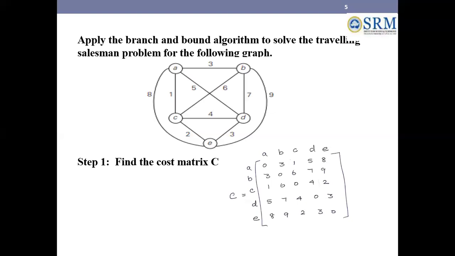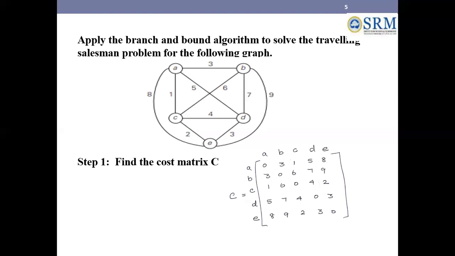All diagonal values are 0. The reason is A to A, B to B, C to C. The distance from A to the same node A is 0. The distance to the same node is 0. All diagonal values are 0. Then this is an undirected graph. So A to B is 3 and also B to A is 3. So we can take both way.